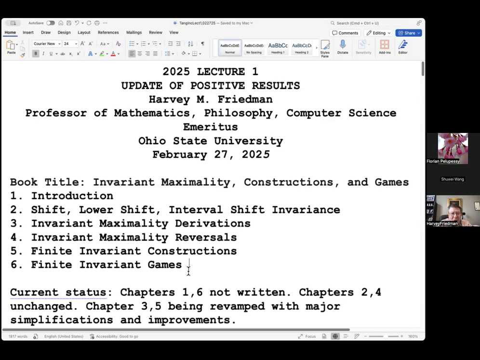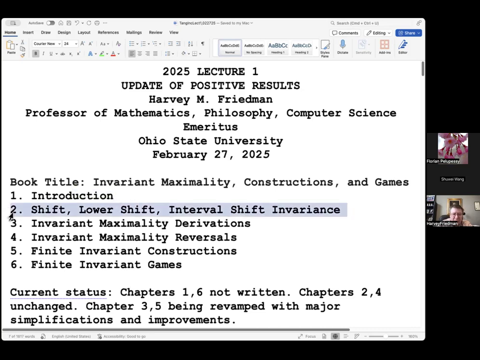Greetings. There was a considerable delay because of the upgrading and gross simplification of the subject. The reversal that we had just started is unchanged. The book title is changed to Invariant Maximality Constructions and Games. And this introduction is not changed because it hasn't been written at all.